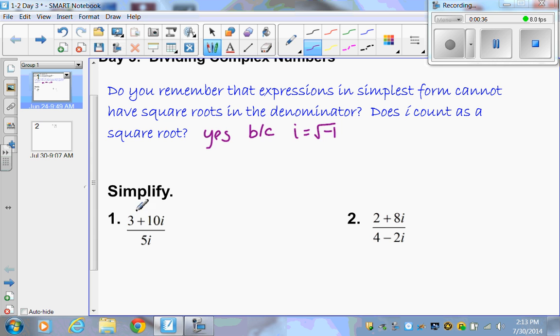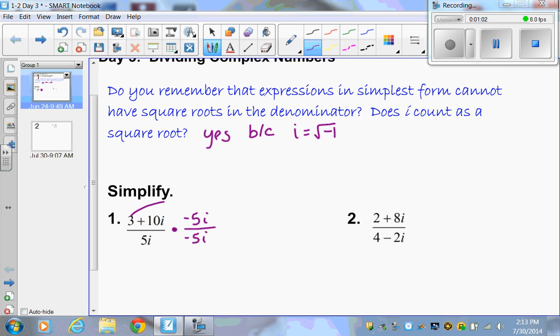Our first problem says (3 plus 10i) divided by 5i. What we need to do is multiply the numerator and the denominator by the complex conjugate. So in this case, your denominator is 5i. The complex conjugate of 5i is -5i. So we're going to multiply the top and the bottom by -5i.